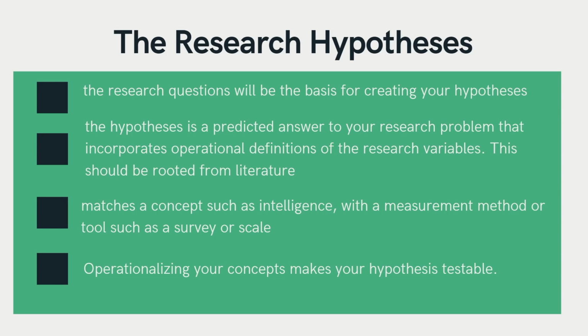How do you convert specific abstract ideas such as intelligence or being an outstanding employee? There could be a performance rating score for that employee, right? That score is now the operationalized version of the performance of the employee. So as you can see here, you match a concept such as intelligence with a measurement method or tool such as a survey or scale. So you need to convert everything into numbers, right?